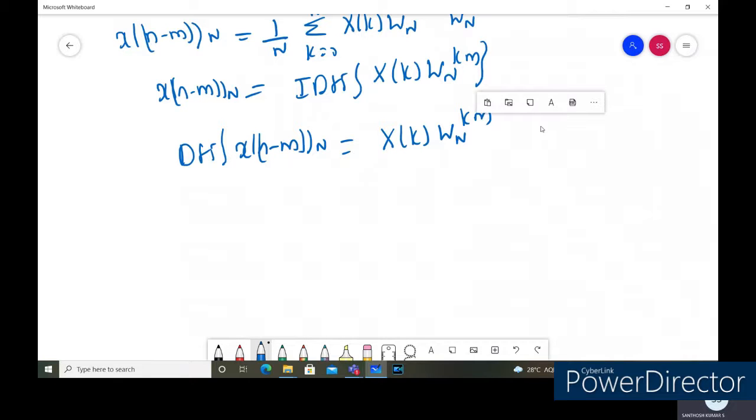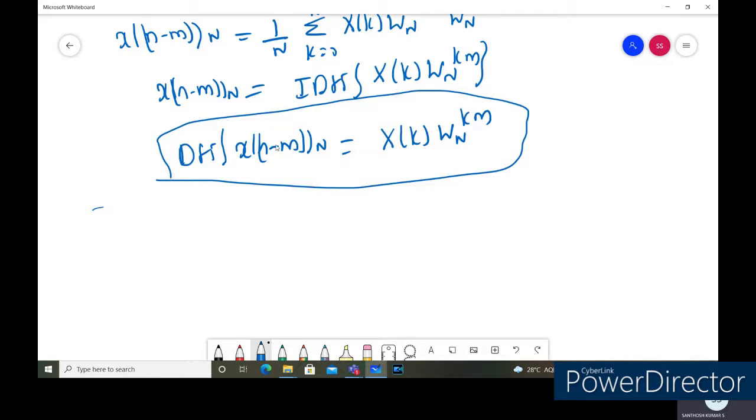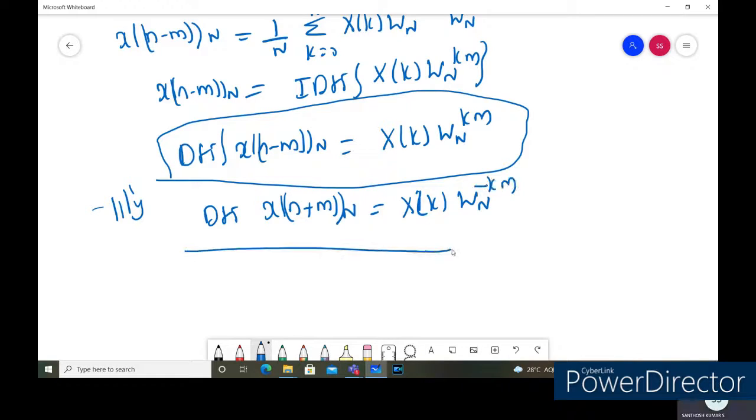Similarly, we can modify this property. This is the right shift, and similarly we can write for the left shift also. So the DFT of x of (n plus m) mod N can also be written as, since there was a minus earlier, now the plus comes here. Since here there is a plus, we can write omega to the power of k into m. So this is for the right sided sequence.